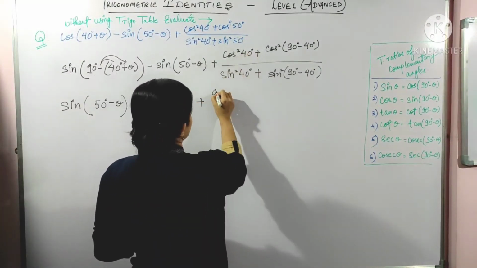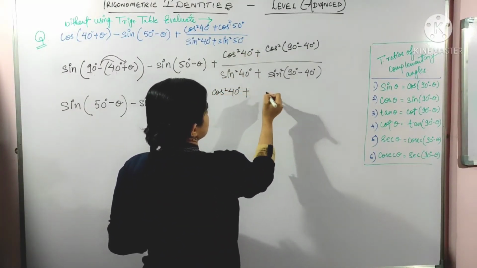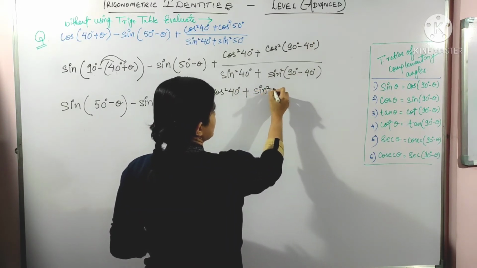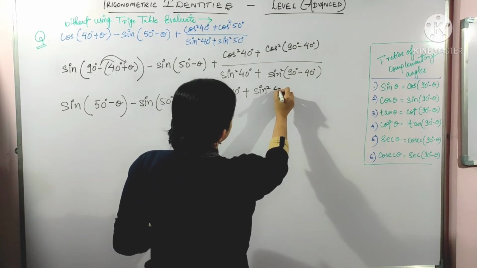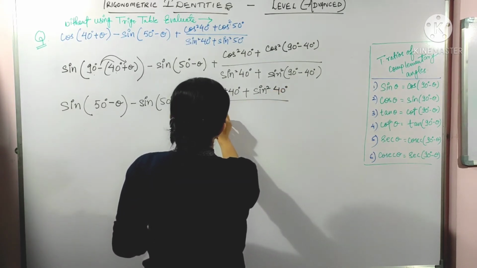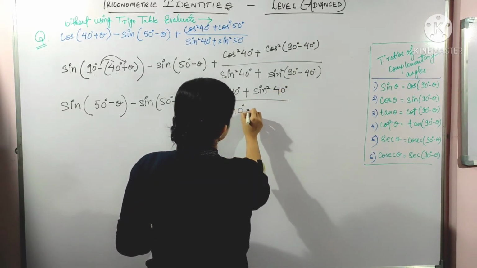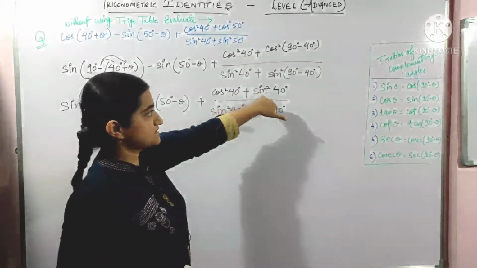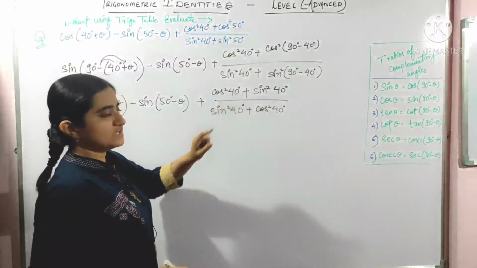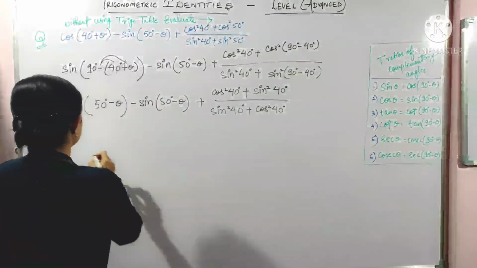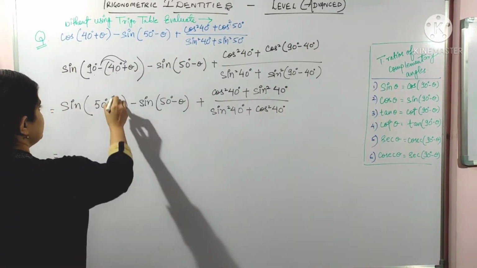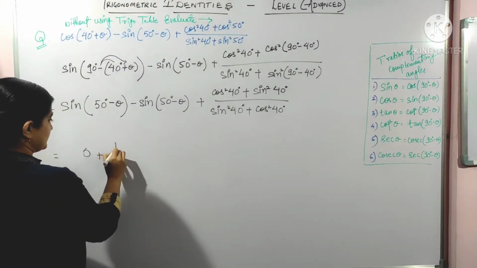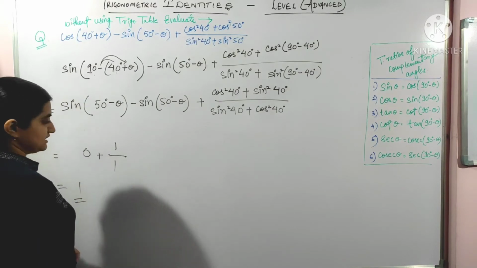Now here cos square 40 degree, cos square 90 minus 40 will be sin square 40 degree, and here sin square 40 degree plus cos square 40 degree. Okay, then cos square plus sin square plus cos square. Here we can easily replace it by 1 using the identity. So here it will get cancelled, so here we will get 0 plus 1 upon 1, so we will get the final answer as 1.